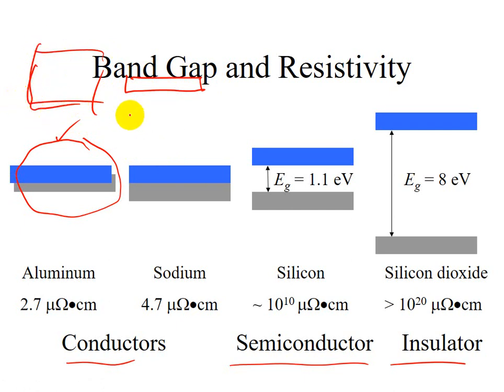So it could have another valence band here, which is overlapping with the conducting band. In that case, the two bands overlapping with each other, electrons can easily move from valence band to conducting band over here, and we will say this is a conductor.